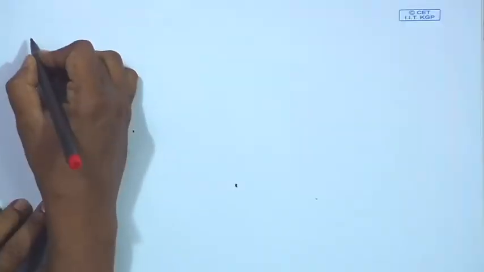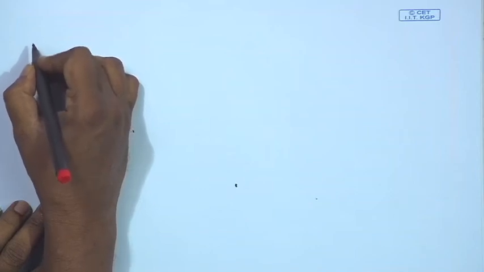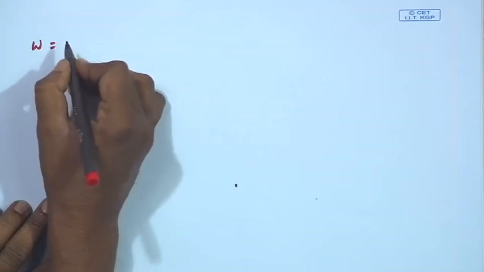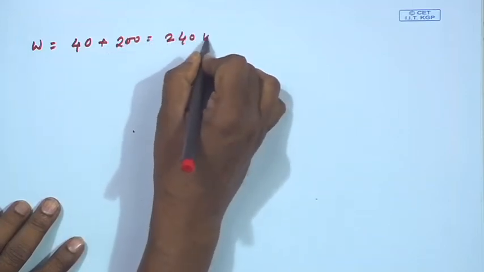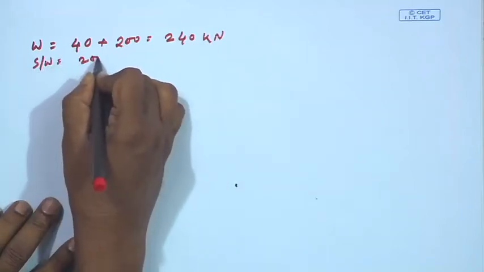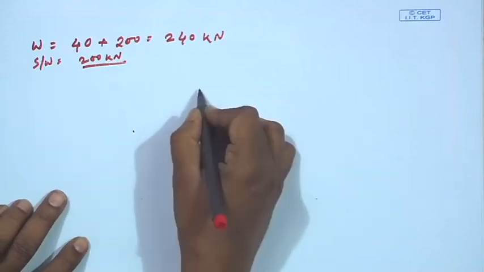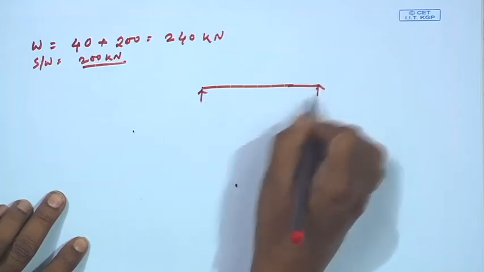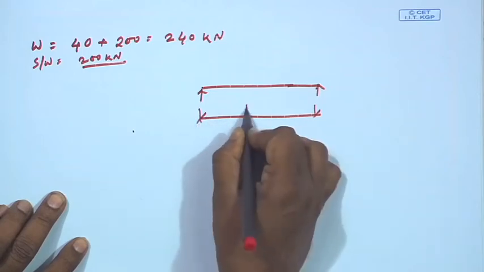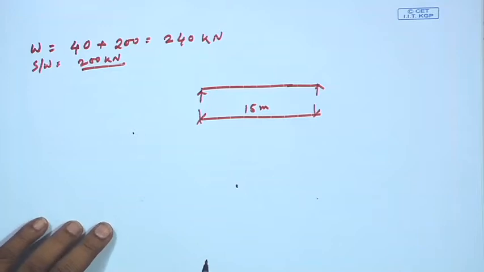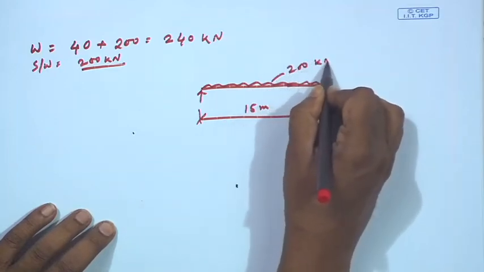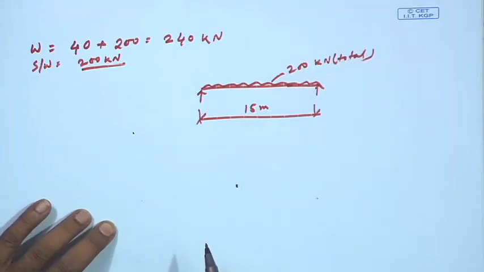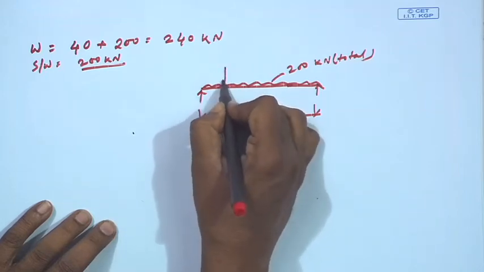So, first we know the maximum weight of the trolley plus lifted load, W, which is 40 plus load 200 kilonewton, so 240 kilonewton. Self weight of the crane was 200 kilonewton, and the crane span length was 15 meter. So, the self weight was distributed. The total load is 200 kilonewton, and the wheel load, meaning the weight of trolley and lifted load, is total 240 kilonewton.